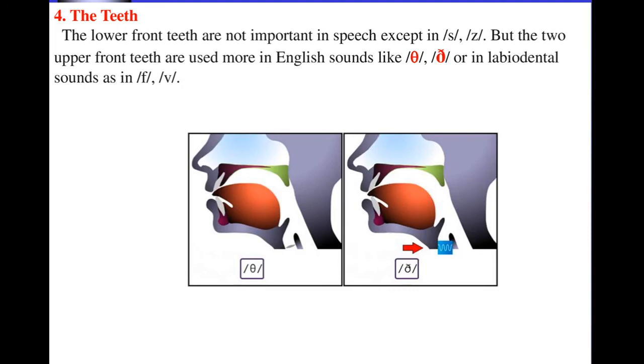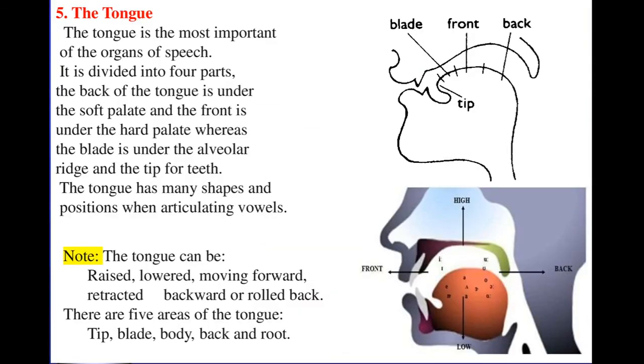The lower front teeth are not important in speech production, except when you produce s and z. But the two upper front teeth are more important in the production of English sounds like th and th, and labiodental sounds f and v. The tongue is divided into four parts. The back of the tongue is under the soft palate, and the front is under the hard palate, whereas the blade is under the alveolar ridge and the tip behind the teeth.